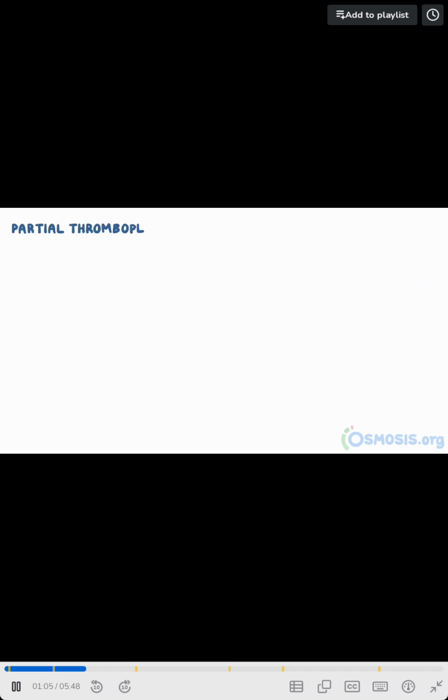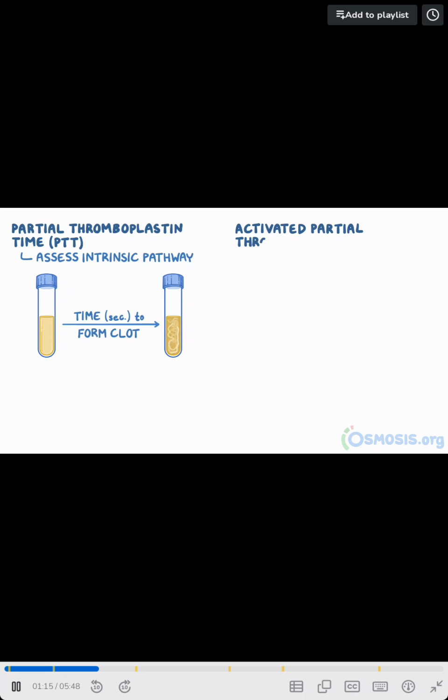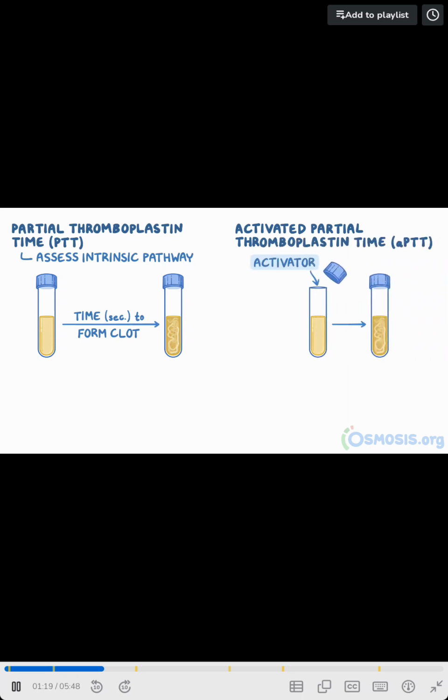Now, partial thromboplastin time, or PTT for short, assesses the intrinsic pathway by measuring in seconds the time it takes to form a clot. An activated partial thromboplastin time, or APTT, is when an activator is added to the sample to speed up clotting time and produce a more narrow range. So, the normal range for PTT is 60 to 70 seconds, while the normal range for APTT is 25 to 30 seconds, depending on the activator used. The critical level for PTT is 100 seconds, and 70 seconds for APTT.